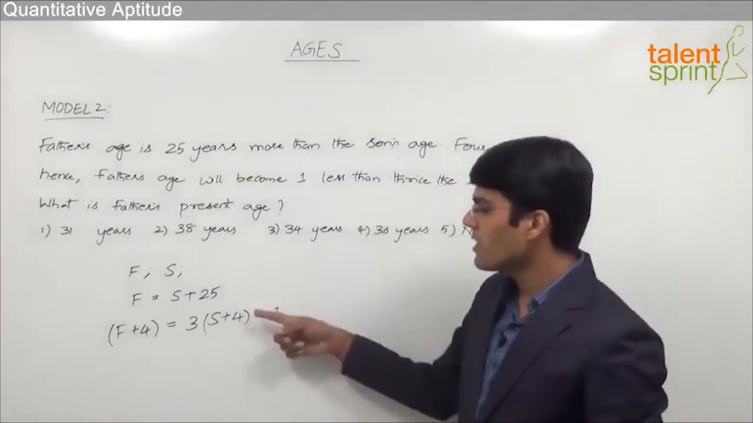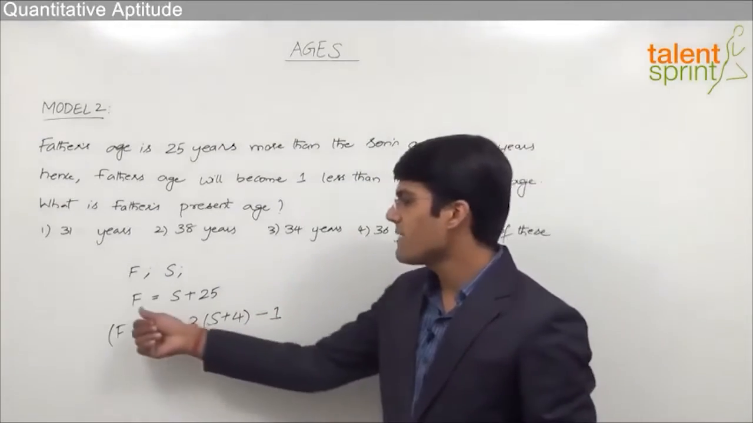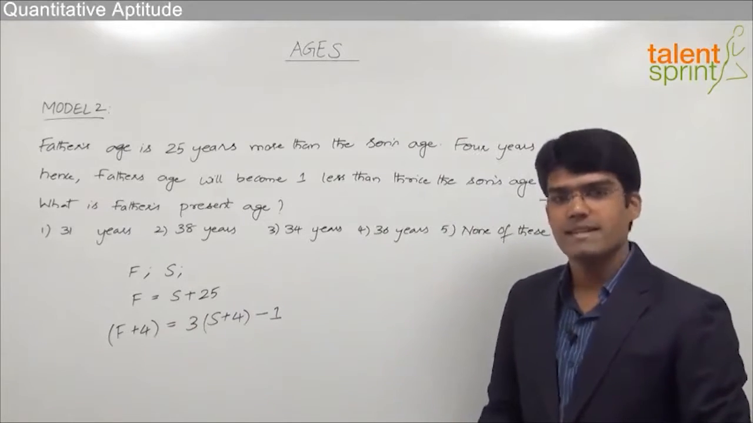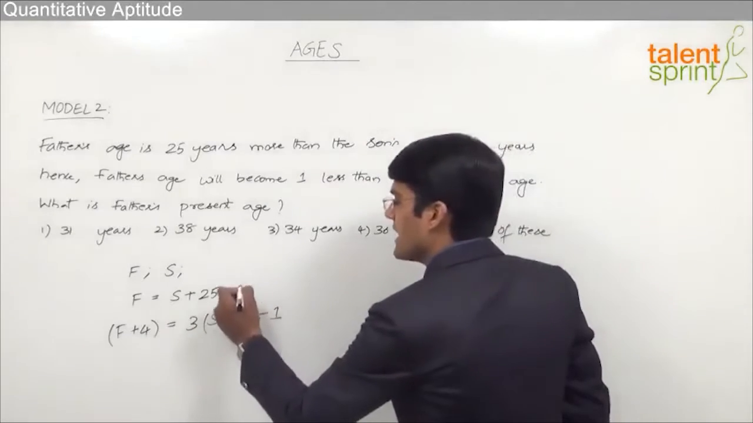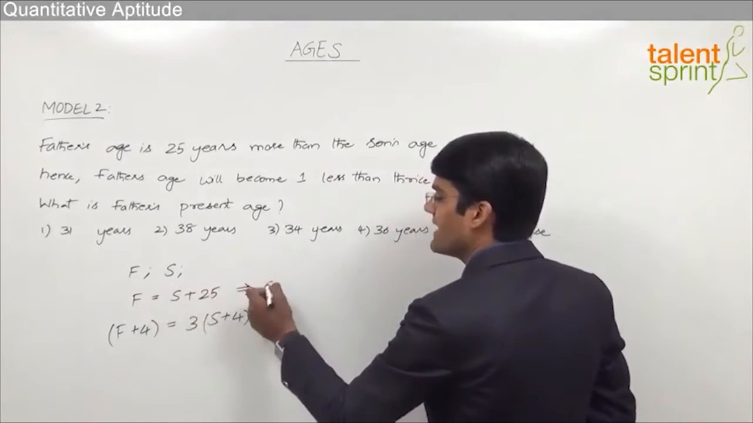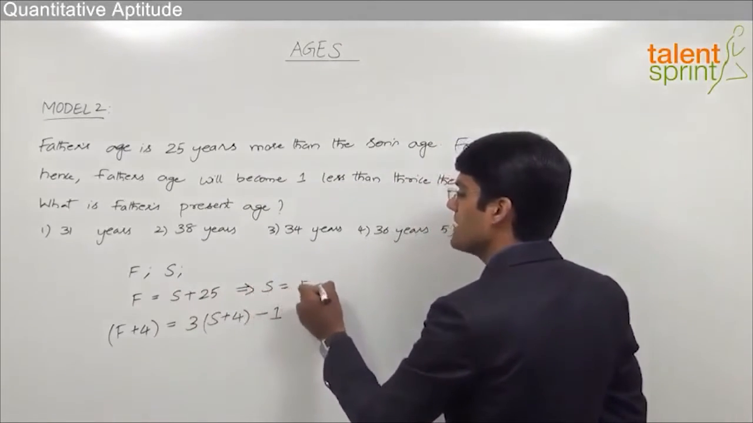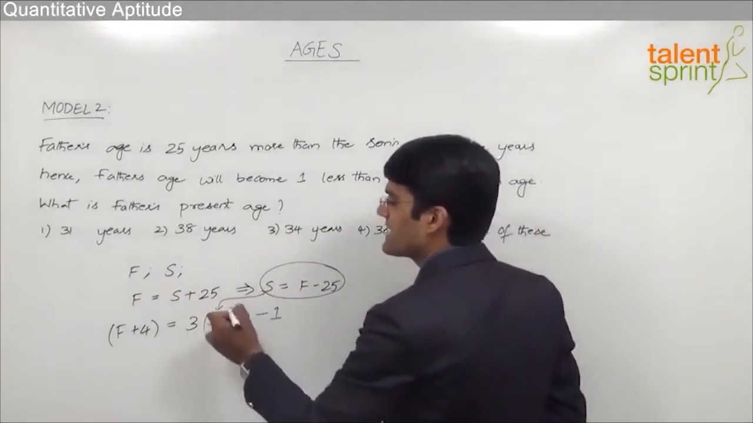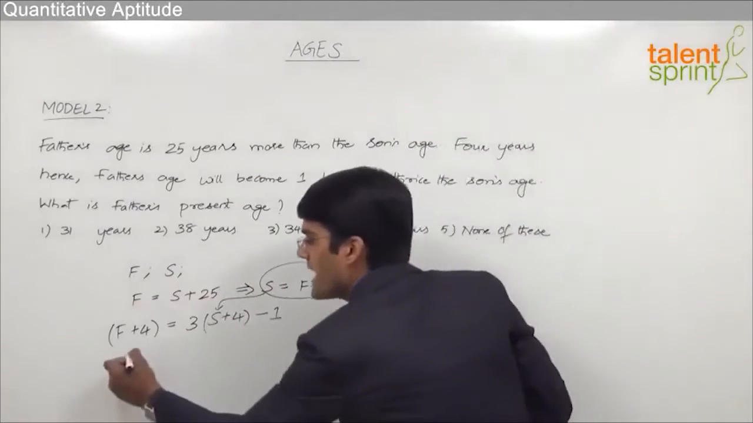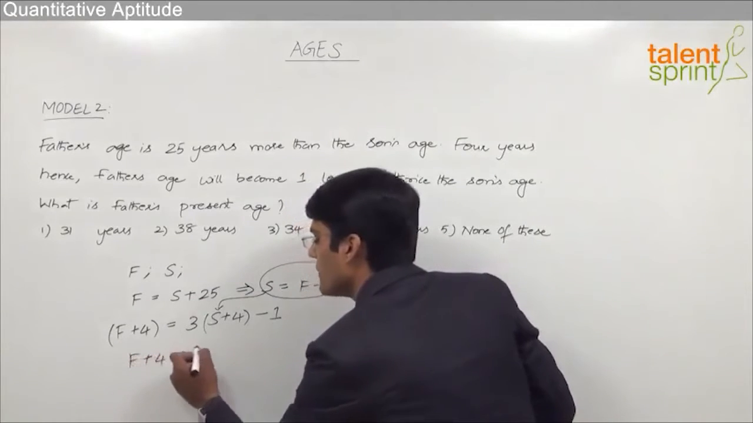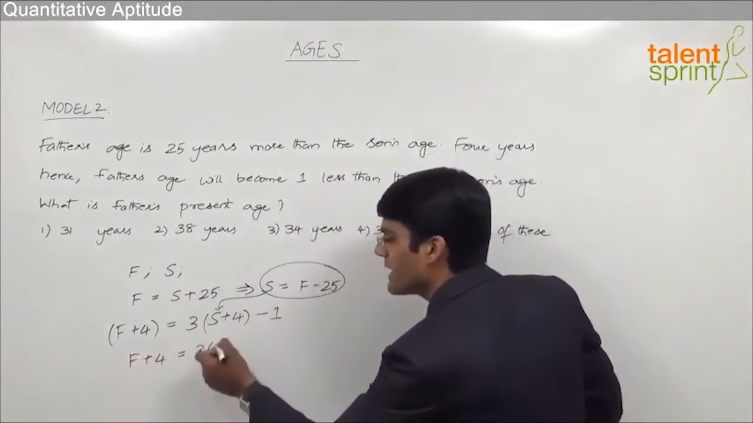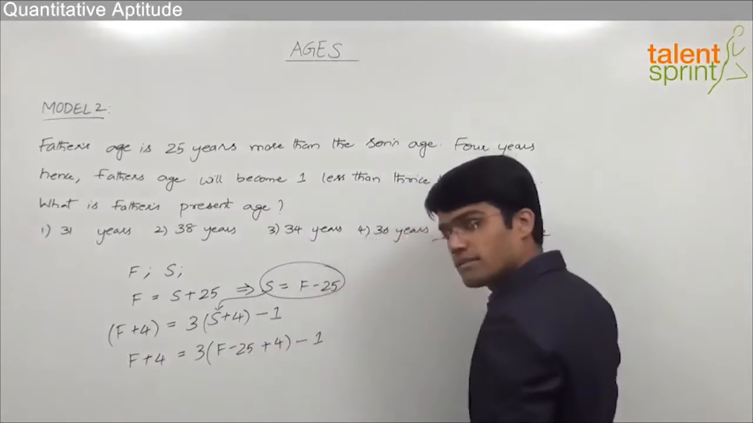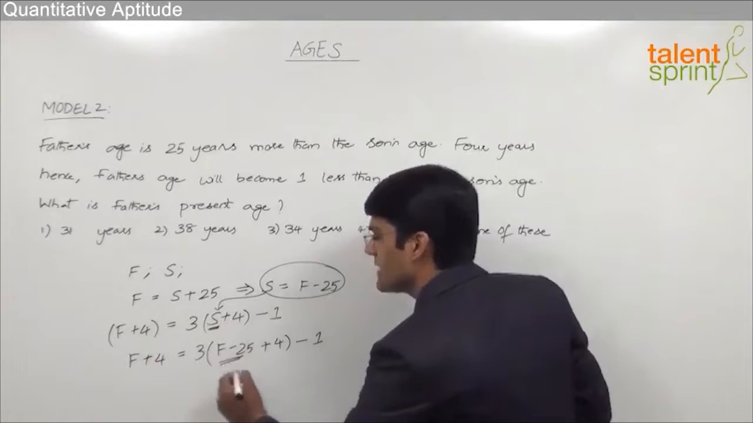So again here we have got two equations with two variables F and S. So we can solve these two equations to find out the father's present age. From the first equation, that is F equals S plus 25, we can say S is equal to F minus 25. Let us substitute S equals F minus 25 in the second equation. So we can say that F plus 4 will be equal to 3 times S, which is F minus 25, plus 4, minus 1, as S is equal to F minus 25.